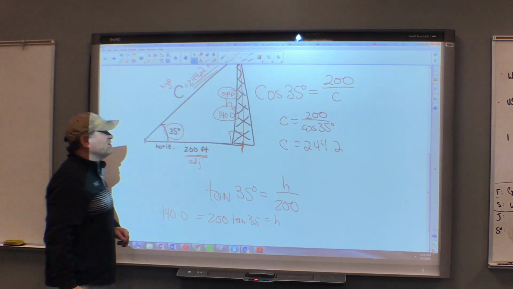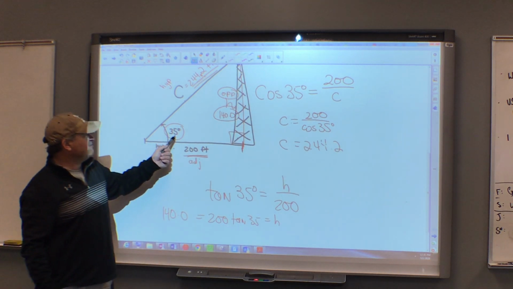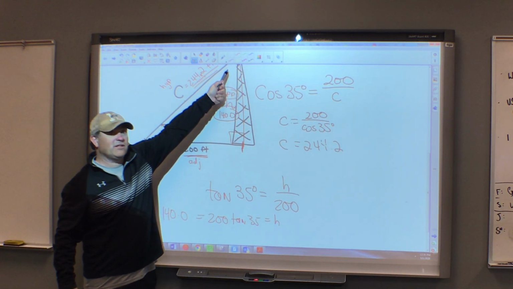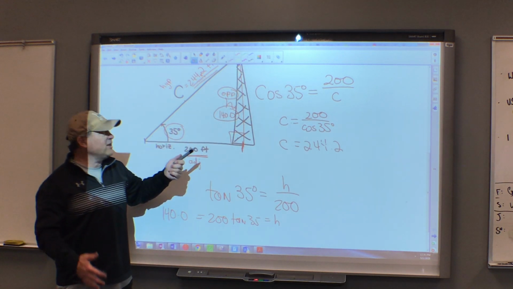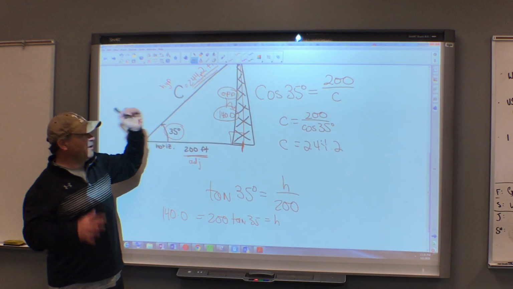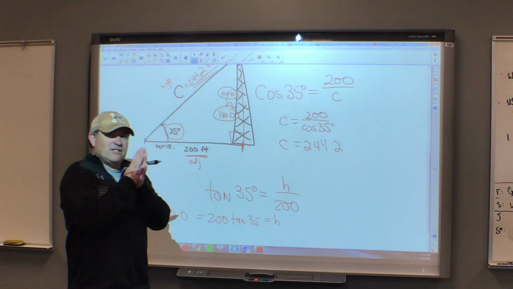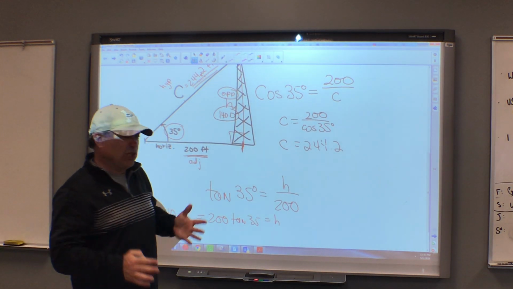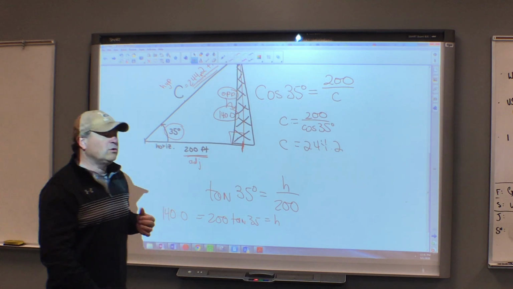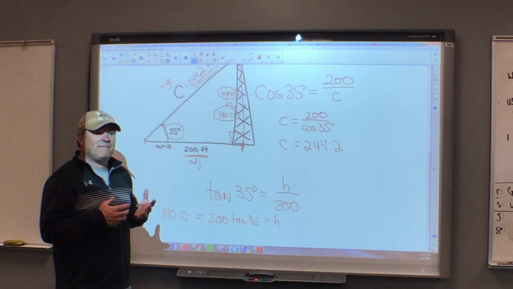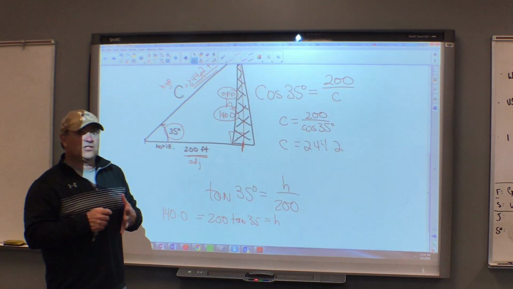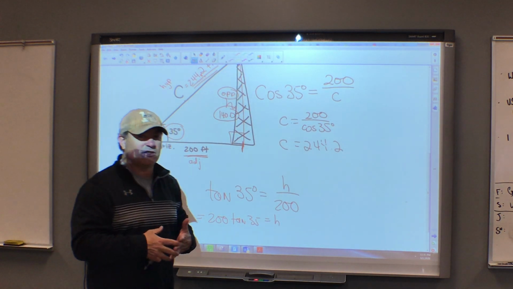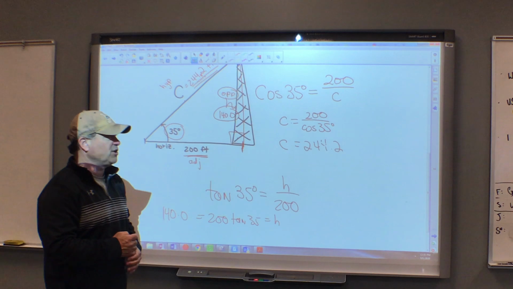Now let's check the reasonableness. 35 degrees, that means the other angle is going to be, I believe, 55 degrees. 200 to 140, perfect. Longest side 244, perfect. Everything fits and everything looks really good. So you're going to see that basically where you're just given some triangles and told to find this side. And so the identification process is going to be the deal. Which trig function are you going to use?